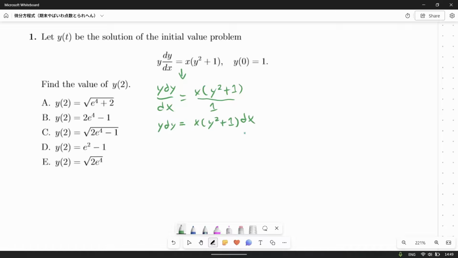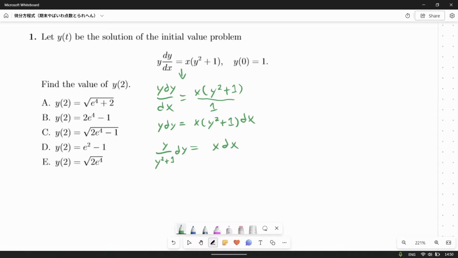And then from here, we can divide both sides by y squared plus 1, and we'll be able to successfully separate and isolate the y variables onto one side with respect to y, and have the x variables on the other side with respect to x. So when you divide both sides by y squared plus 1, you end up with y over (y squared plus 1) dy is equal to x dx. And from here, the two variables have been separated successfully.